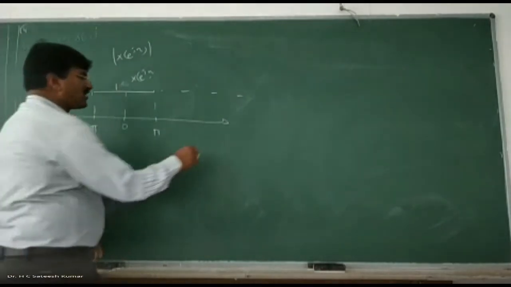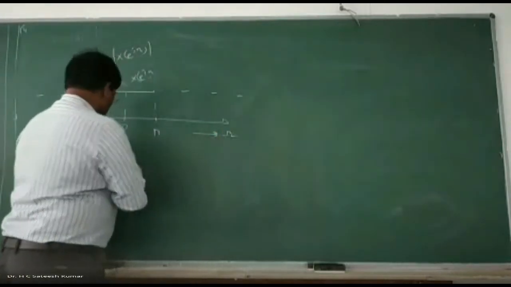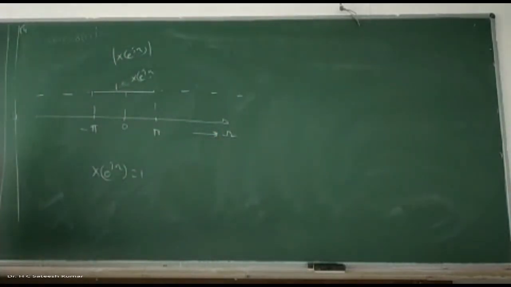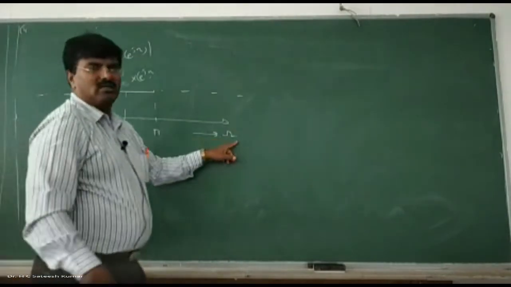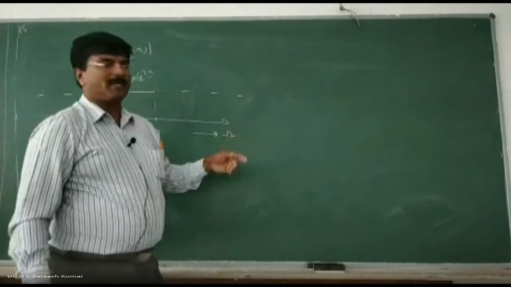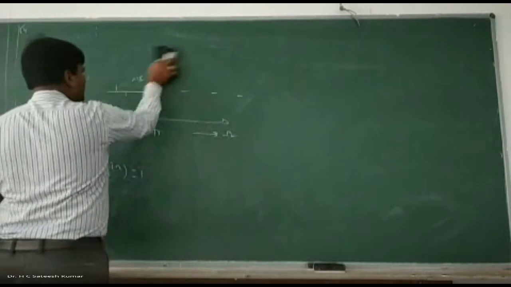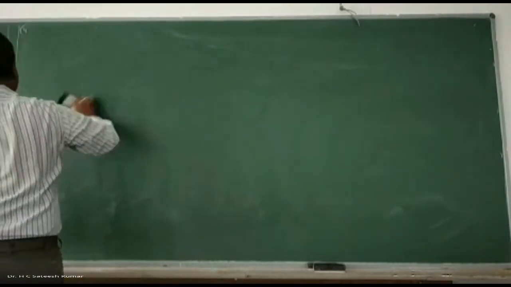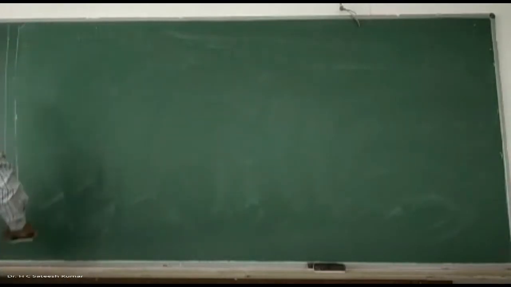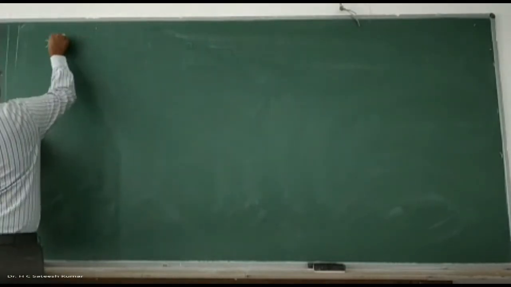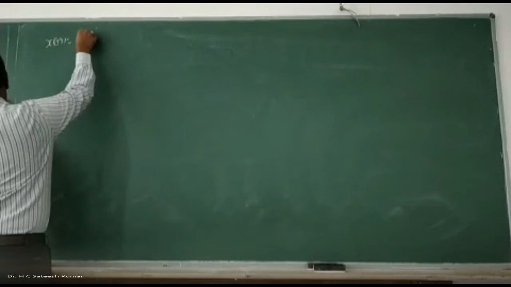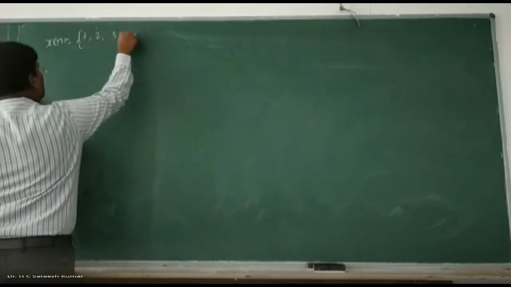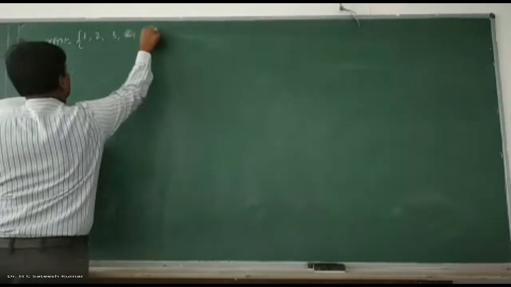Right, and this axis is the omega variation, because once you have converted into the frequency domain, the axis becomes omega. If you are in the time domain, it will be n. So carefully you should do that. Right, now let us go for one more problem. Find the DTFT of x of n is equal to 1, 2, 3, 2, 1. Okay, right.